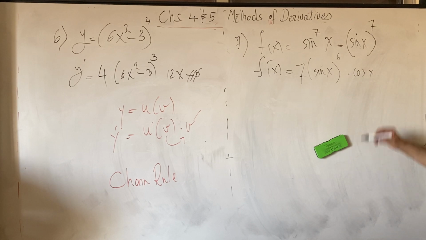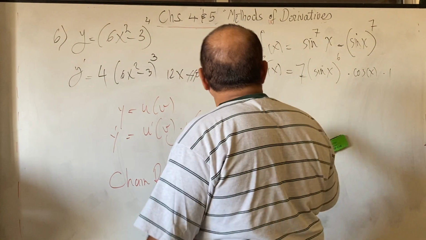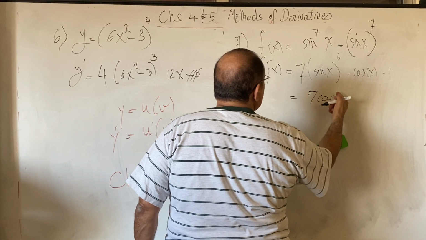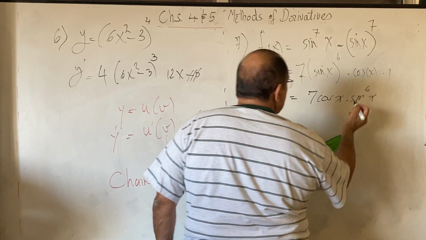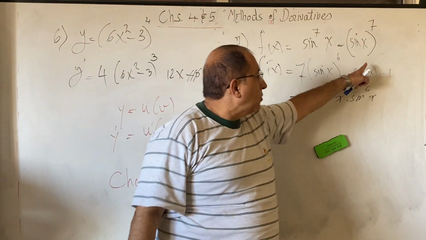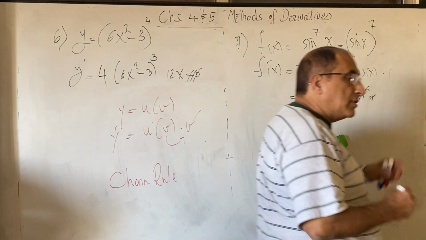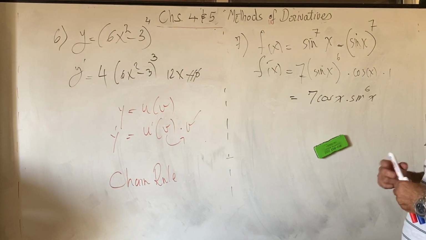And guess what? What is the derivative of x? 1. Should you put it? It's up to you. Does it make sense? So, ladies and gentlemen, in mathematics, we always write the highest power last. Because the cosine is power 1, can I write it before or after? It doesn't make a difference. Like 2 times 3 is 6. How about 3 times 2? Also 6. So it doesn't make a difference.